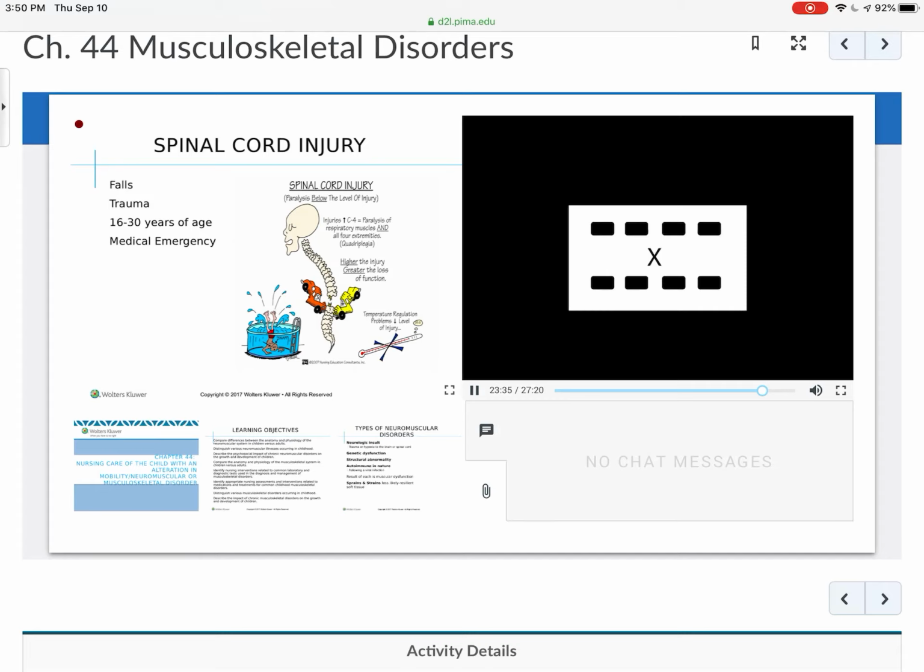But depending on the injury site is where you'll see more signs and symptoms. So the higher the injury, the greater loss of function, obviously. If you have injuries above C4, those are the people who would be on a respirator, because the respiratory muscles will be paralyzed also. They have temperature regulation problems. They usually have bowel and bladder problems. So it really depends on the area and the severity of the injury.